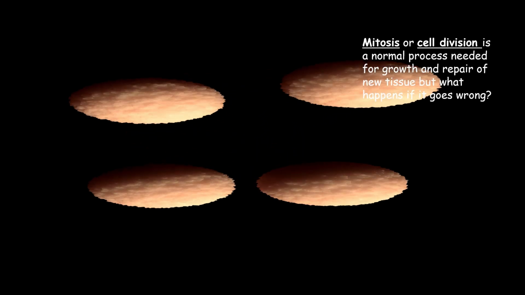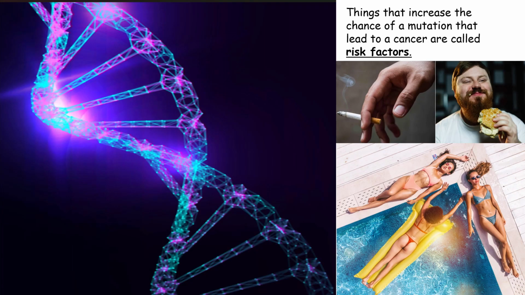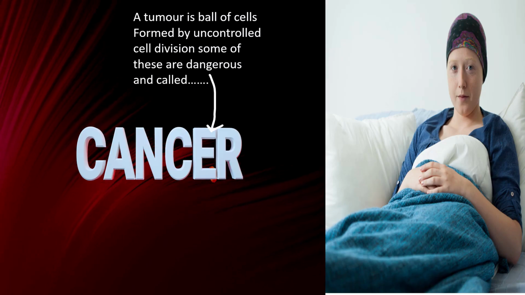Mitosis or cell division is a normal process needed for growth and repair of new tissue, but what happens if it goes wrong? Things that increase the chance of mutation that lead to cancer are called risk factors, such as smoking, poor diet, and sunbathing. They can lead to a change in the DNA called a mutation, which can lead to uncontrolled cell division and the formation of a tumor.